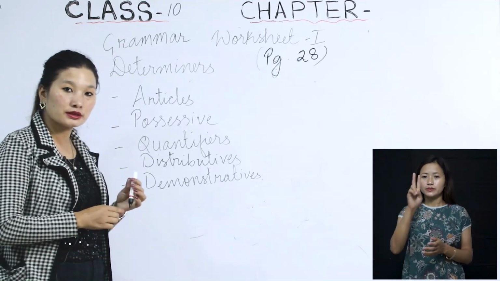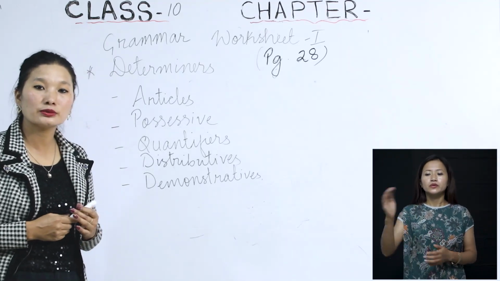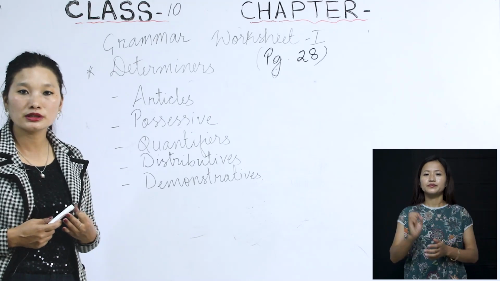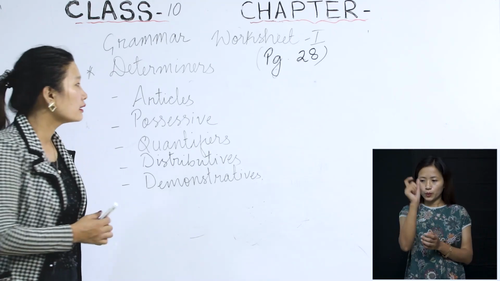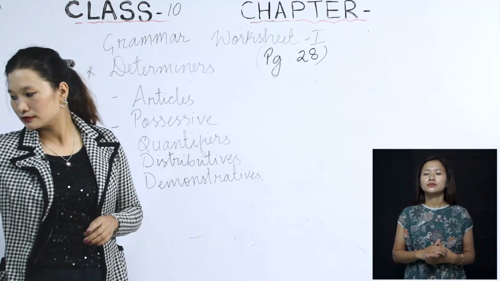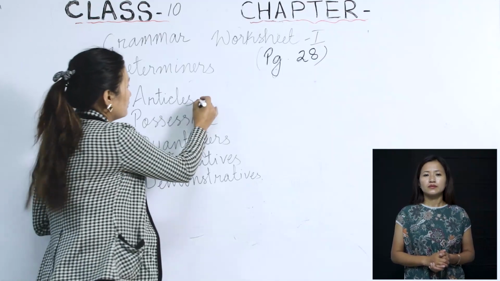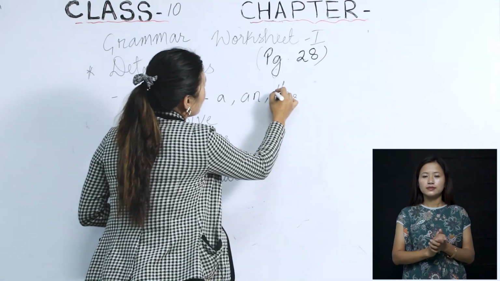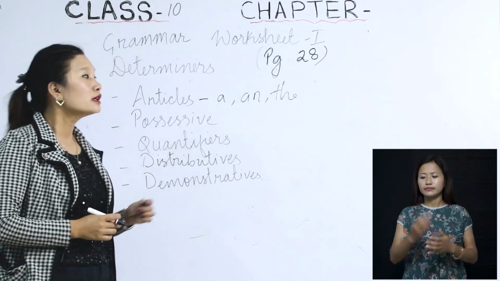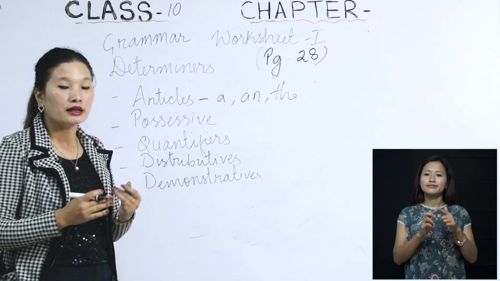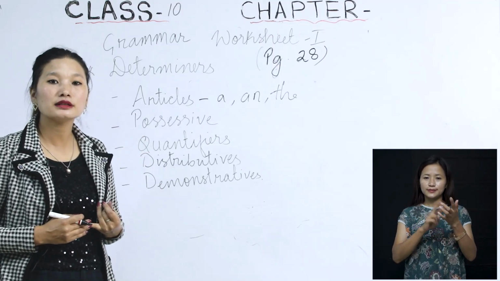What are articles? We all know that is one of the easiest topics in English grammar. We have only 3 words under articles, right? The 3 words are a, an, and the. Okay, and even in articles, you can divide it into 2 types again: definite article and indefinite article.